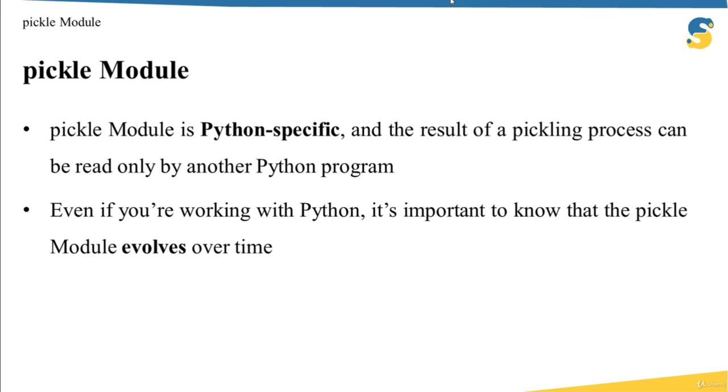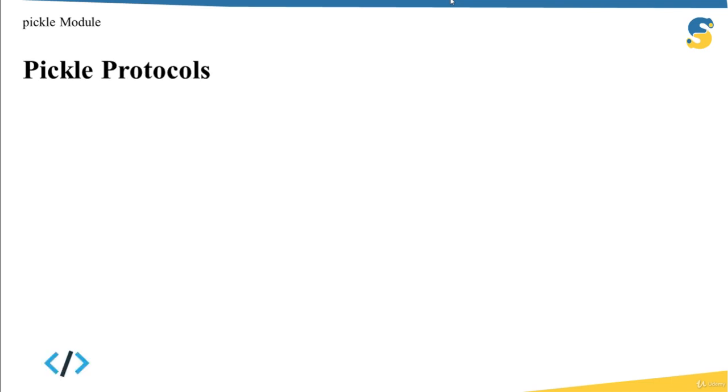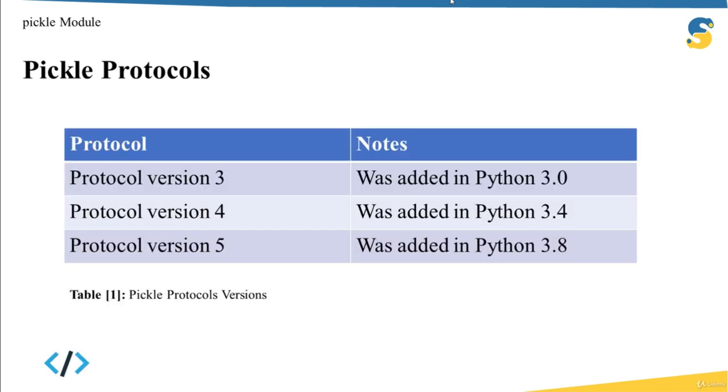Also, it's important to know that even if you are working with Python, the Pickle module evolves over time. Which means if you pickle some data using Python 3.6, for example, and then you downgrade your Python version to Python 3.0, maybe the data cannot be unpickled again, because some features which are available in Python 3.6 might not be available in Python 3.0.